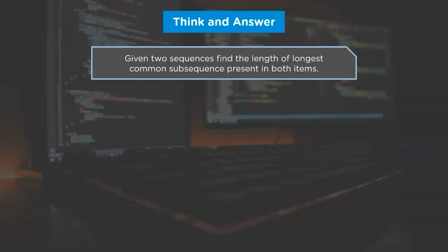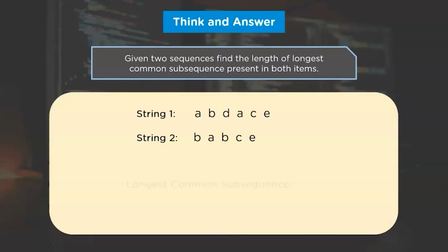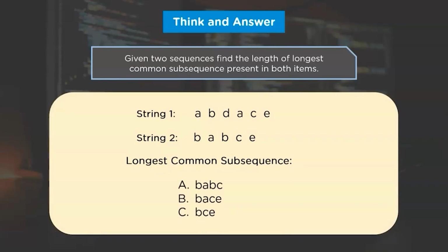I hope that you guys have understood the logic behind finding the longest common subsequence, because we have a challenge for you guys to assess your understanding of the LCS. For these given sequences, you are supposed to find out the longest common subsequence. The options for this problem are BABC, BACE, and BCE. You all can drop your answers in the comment box below. Let's see how many of us can get this right.